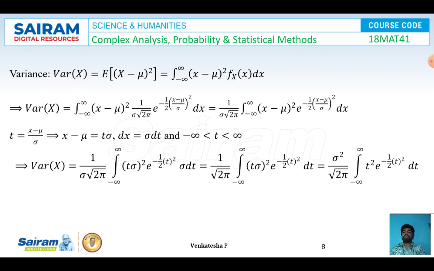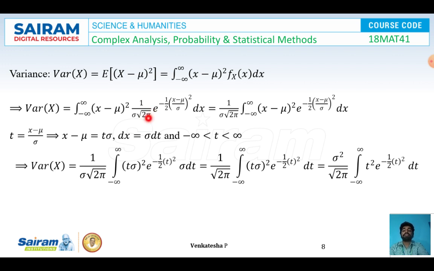Okay, now I'm going to find the value of variance. To find the value of variance, I'm going to use the central moment formula. That is, variance of x is equal to expectation of x minus mu whole square. It will be equal to integral minus infinity to plus infinity x minus mu whole square into the PDF function into dx. So now I got the variance of x is equal to integral minus infinity to plus infinity x minus mu whole square, 1 by sigma into square root of 2 pi, e power minus 1 by 2 into x minus mu by sigma whole square, into dx.